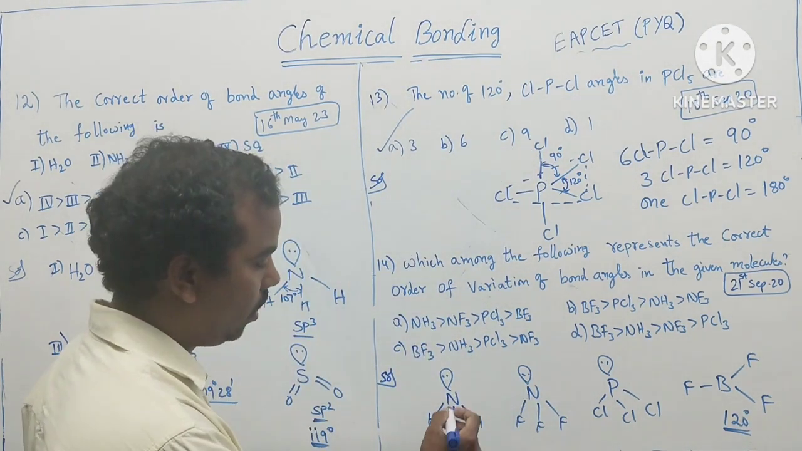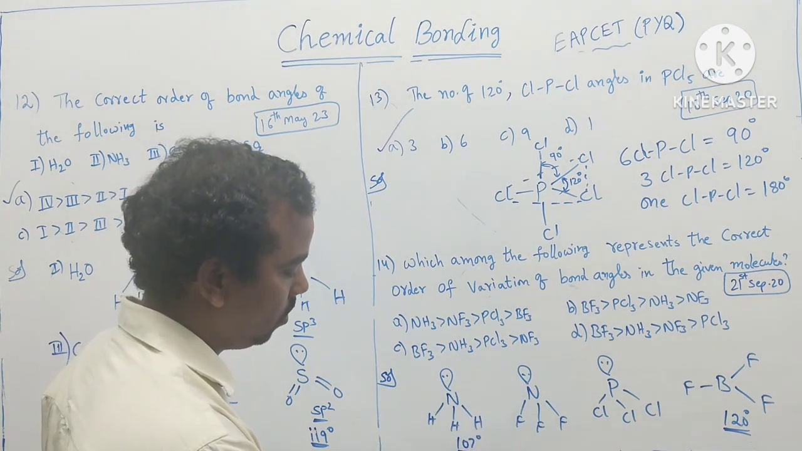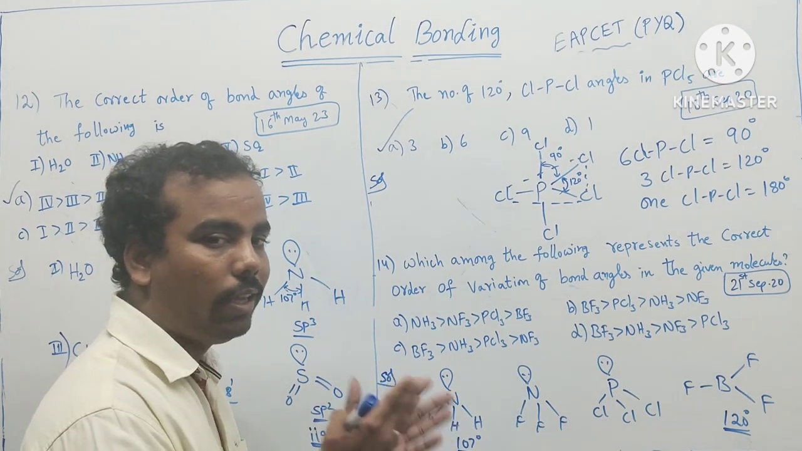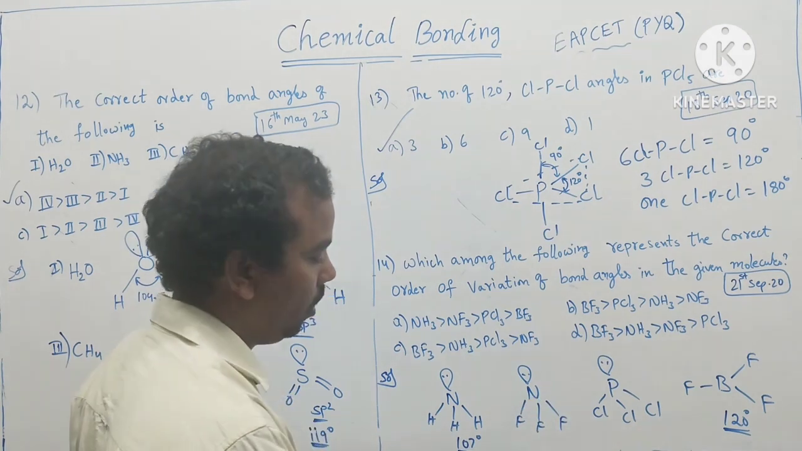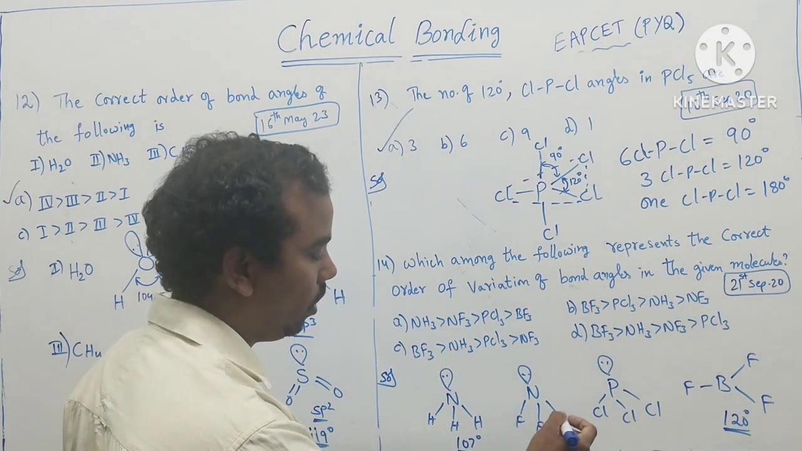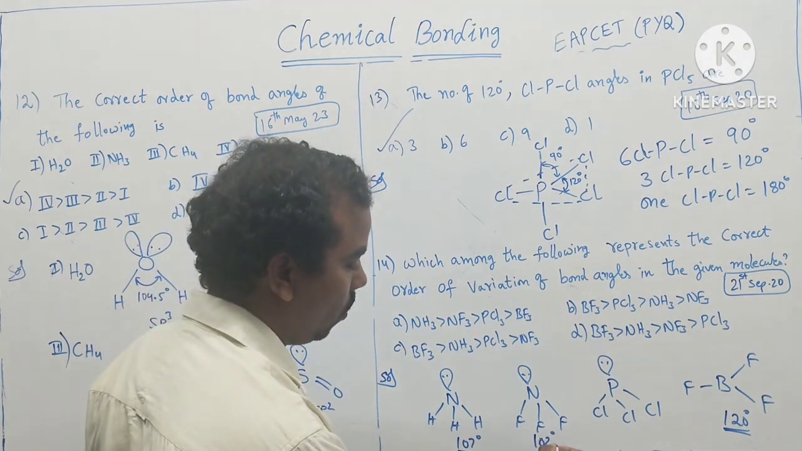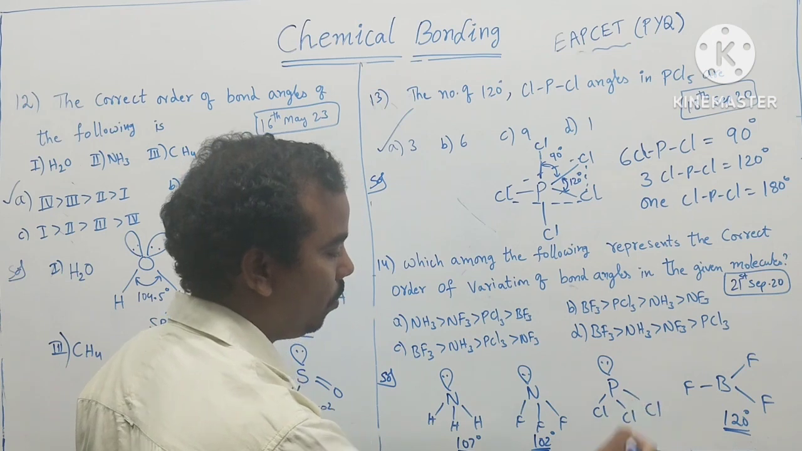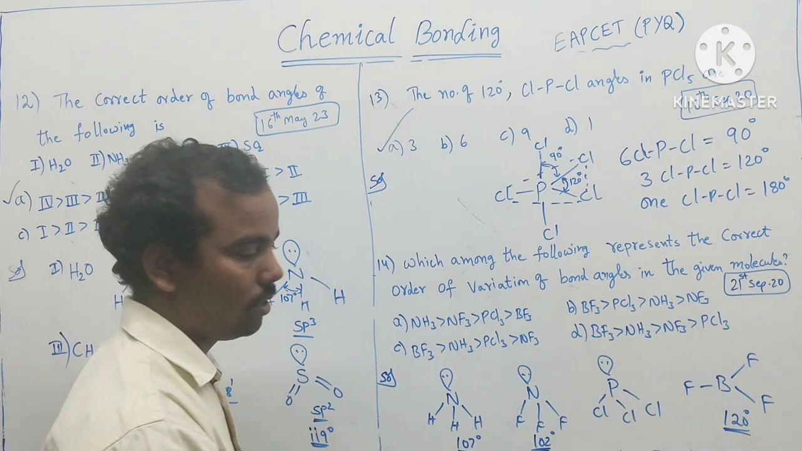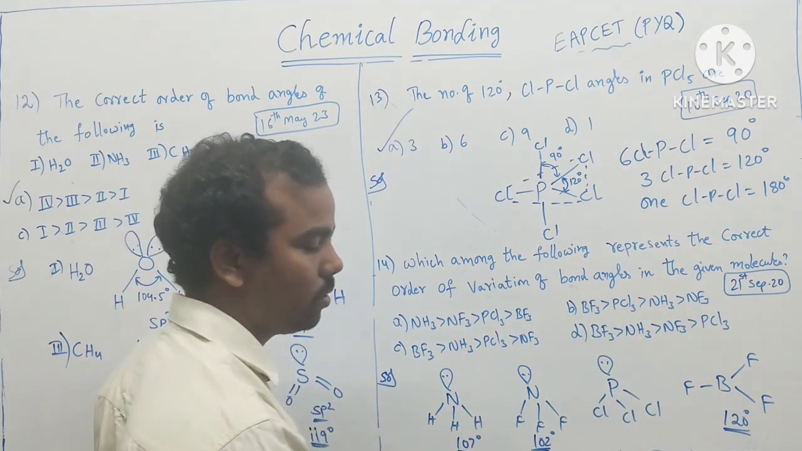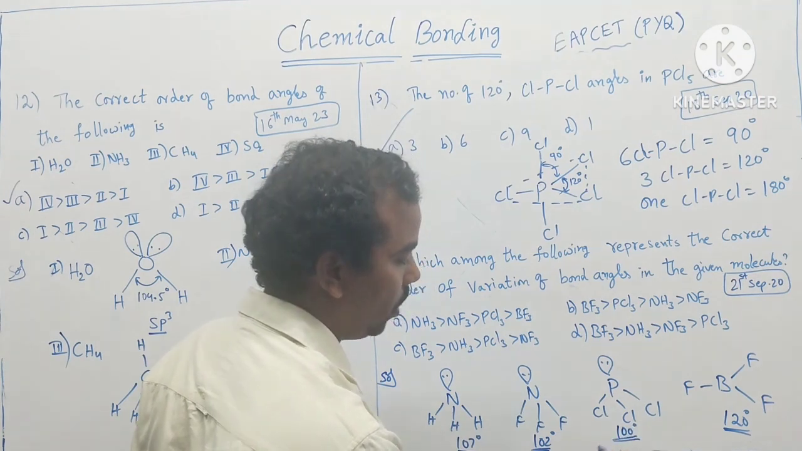We know that in NH3, due to the lone pair bond pair repulsions, the bond angle is 107 degrees. It decreases from 109 degrees 28 minutes to 107 degrees. Next, in NF3, due to the presence of more electronegative atoms, the bond angle decreases some more, so nearly 102 degrees. In PCl3, when compared to nitrogen, phosphorus electronegativity is less. When electronegativity decreases, bond angle decreases. So here nearly 100 degrees or 99.8 degrees.